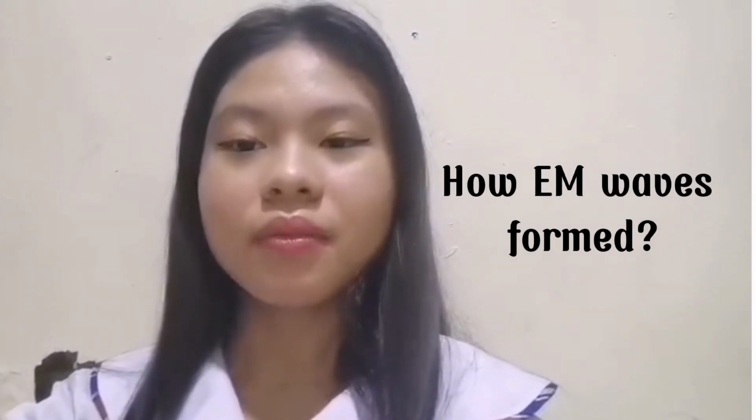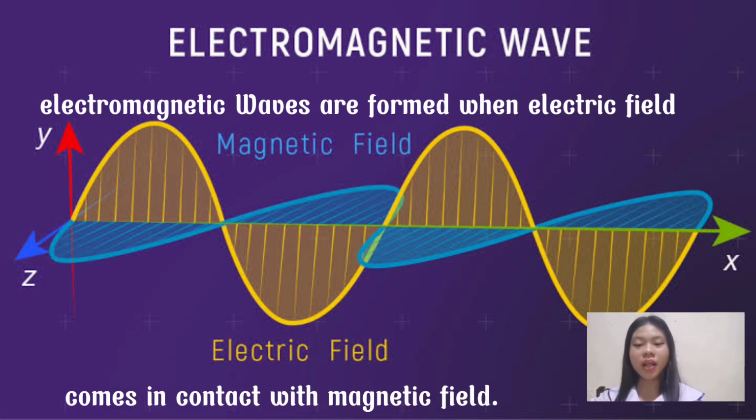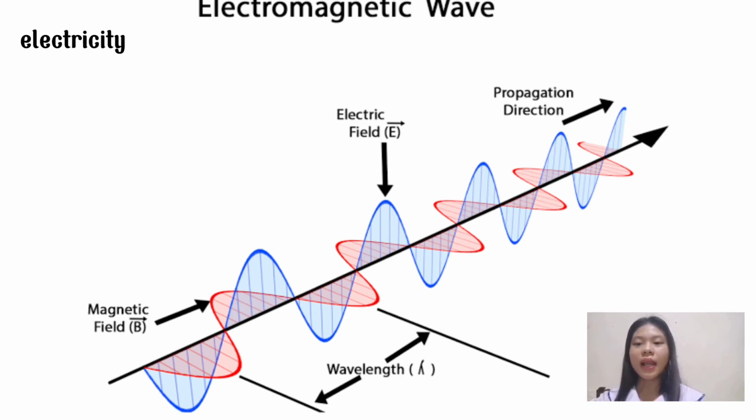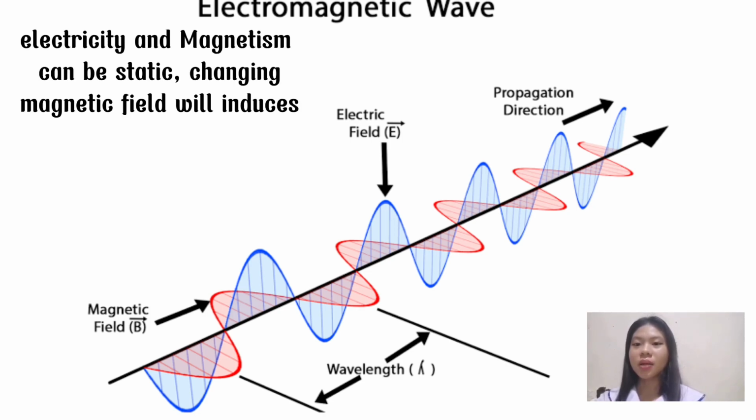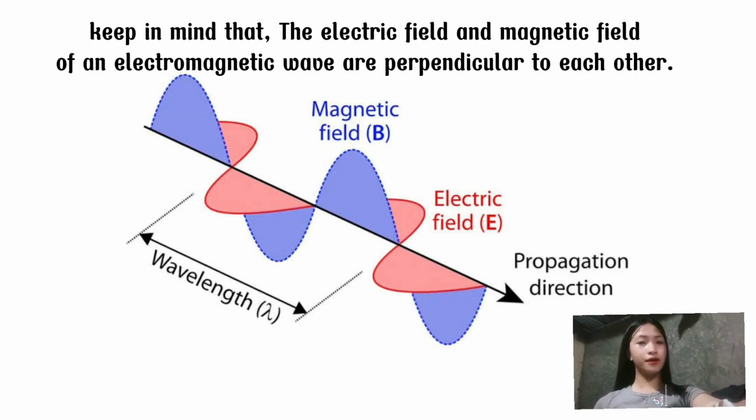How do EM waves form? Electromagnetic waves are formed when an electric field comes in contact with a magnetic field. Electricity and magnetism can be static. A changing magnetic field will induce an electric field and vice versa. These changing fields form electromagnetic waves. Keep in mind that the electric field and magnetic field of an electromagnetic wave are perpendicular to each other.